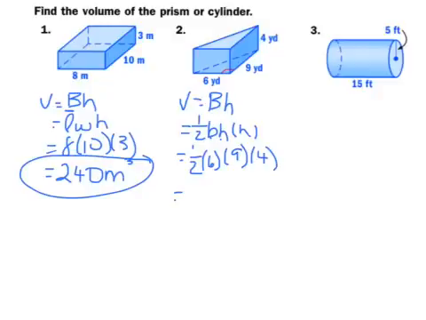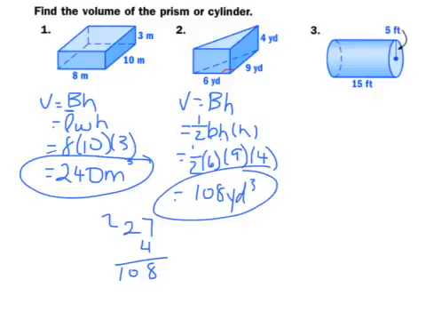All right, so let's see here. Half of 6 is 3, 3 times 9 is 27, and lastly we've got 27 times 4, which would be 108 yards cubed. Perfect.